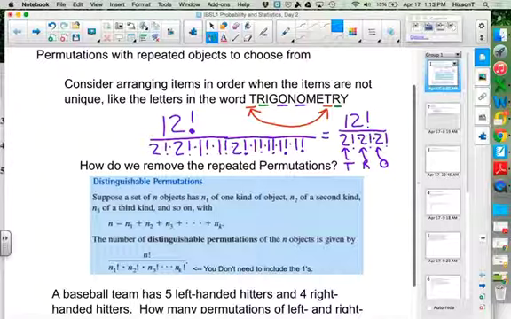Okay? Well, can't you simplify it? Yes. Does someone have what that would equal? It's 59,875,200.